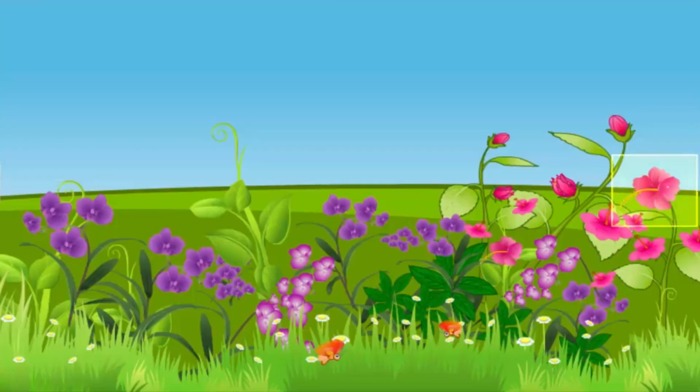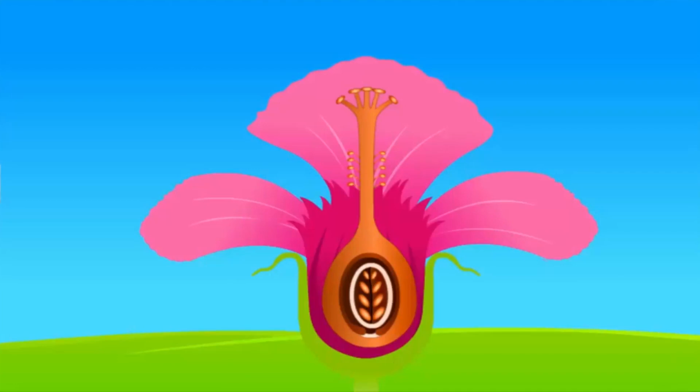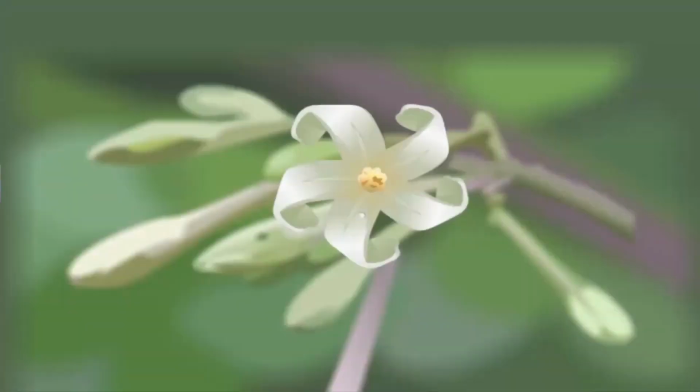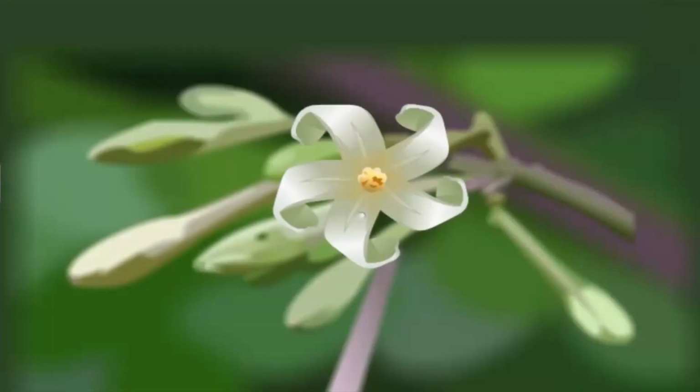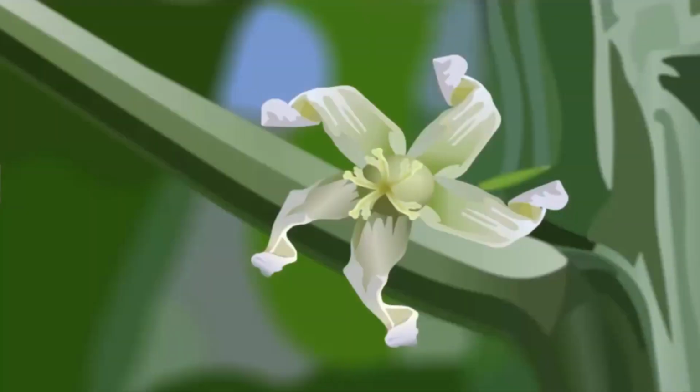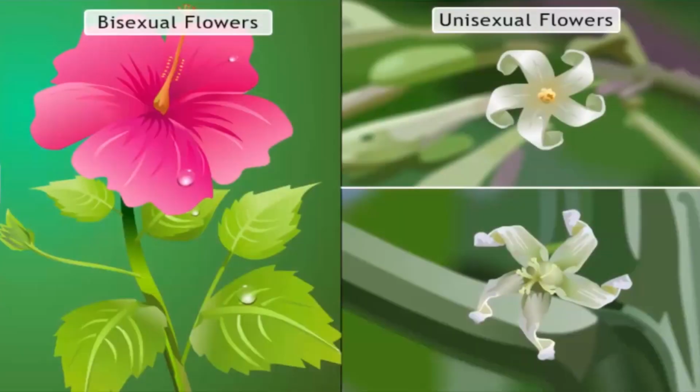Look at this hibiscus flower. It has both stamens and pistil. This is a papaya flower. It has only stamens. Interestingly, this one has only a pistil. It is not necessary for every flower to have both stamen and pistil.